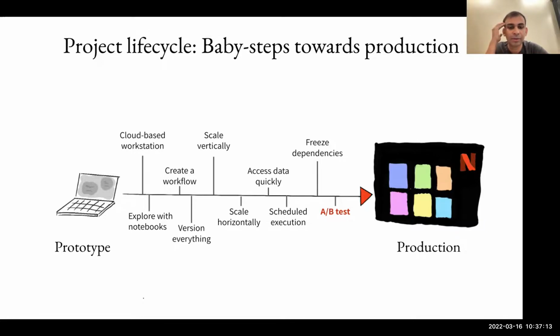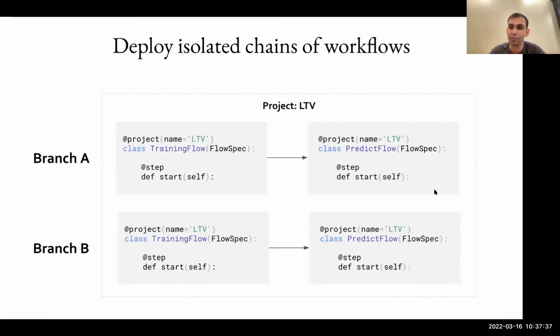Now comes a scenario where you have reliably deployed one workflow. Now your business stakeholders are happy. And now they want you to work on different variants of the same model, maybe experiment with different features. So what you may want to do is run isolated variations of the same workflow in parallel to try out different models. And now, how do you do that?